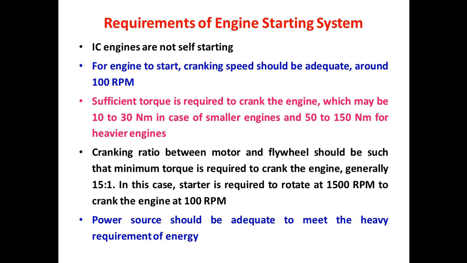Hence, generally 15:1 is the cranking ratio required between motor and flywheel. It means when the motor runs at 1500 rpm, then the flywheel will run at 100 rpm to crank the engine. So, according to the capacity of the engine, an adequate power source must be utilized to crank the engine.